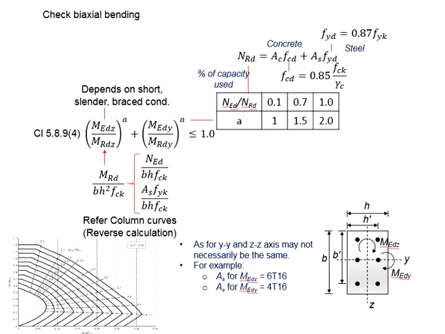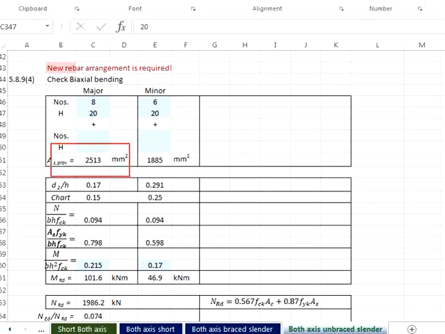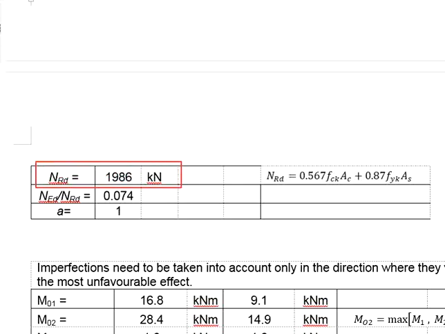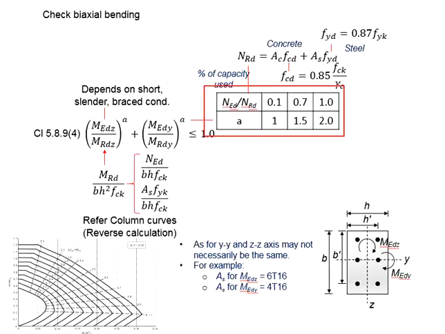NED we know it is equals to 147.36. As for the axial capacity, the concrete capacity will be the same, 175 times 300 times FCD. As for the AS here, it will be calculated on the basis of the total 8H20, that is 2513 mm square, times FYD. Substitute the equations, you get the axial capacity of 1986 kN. Get NED divided by NRD, it ends out to be 0.074. Refer to the table here, 0.074 is less than 0.1, and therefore you use A equals to 1.0.